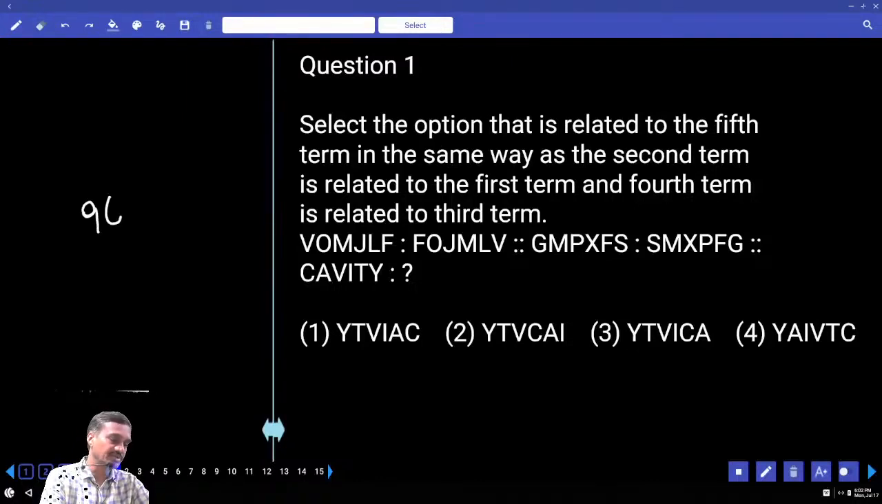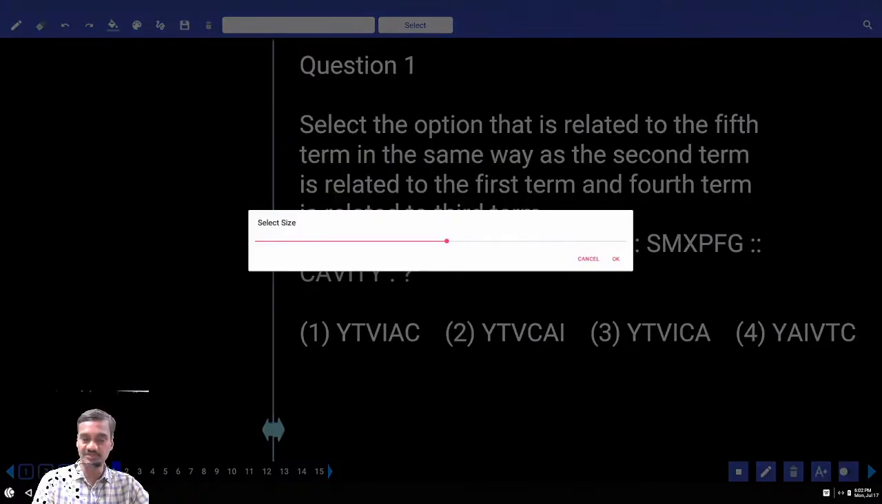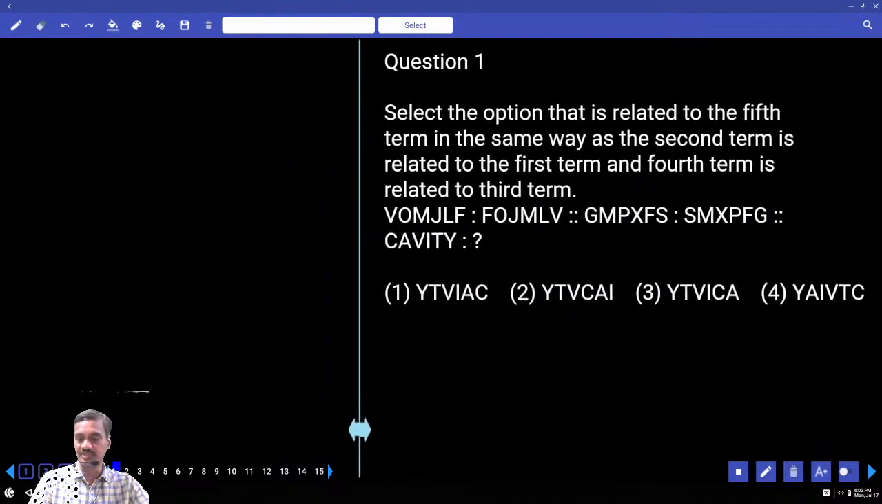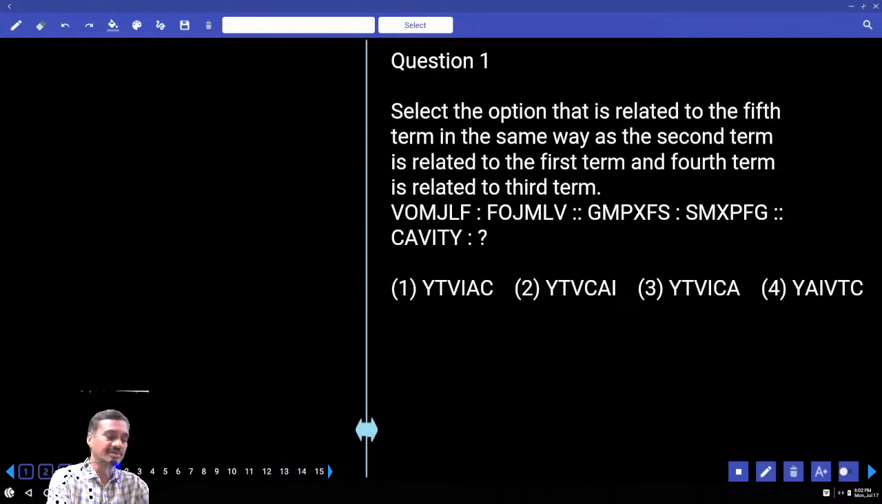Now, paper number 96, SSC CGL. In this question number 1, it is based on analysis. Now tell me what is your answer here? VOM JLF, and it is written as FOJ MLV.